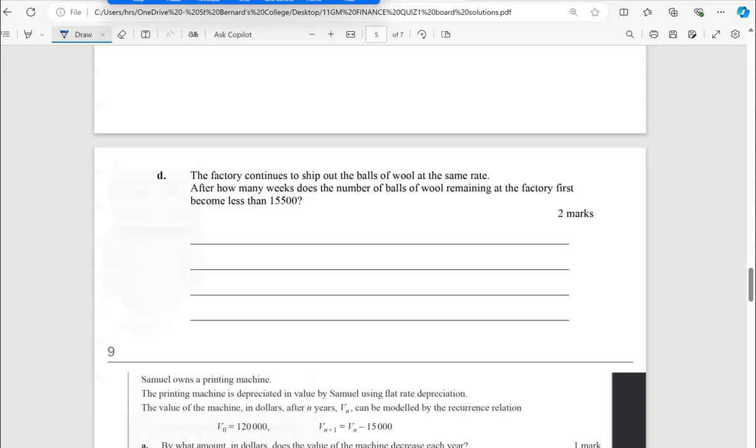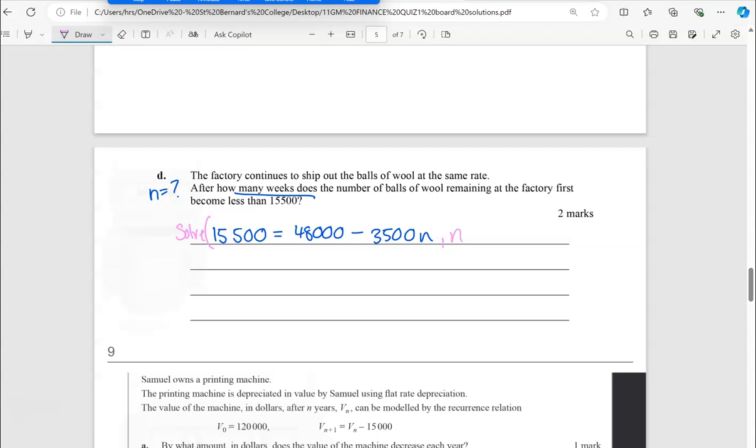All right. So the factory continues to ship out the wool at the same rate. How many weeks does the number of balls of wool remaining in the factory first become less than 15,500? So you could use that nth term here because you want to know when will it be that, and you want the weeks. So then you said minus 3,500 N. So N is the question, yeah? So what would I do in this scenario here? If I got to this part, what do you think I'm going to do? What would you do? Solve, good, because you've got an equation with one unknown.